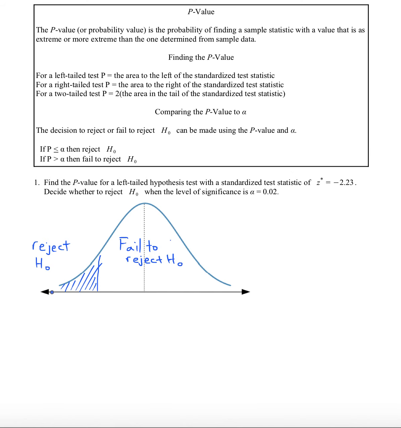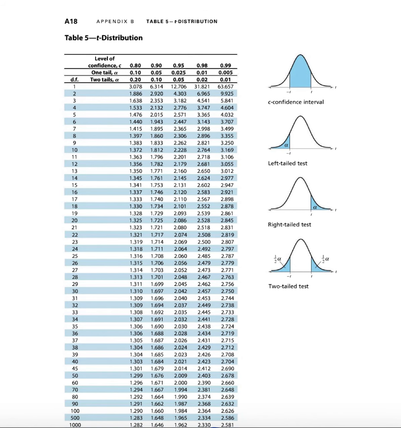Okay, although we know the area in the tail is 0.02, we need to know what critical value that corresponds to. So let's go back to the tables, see what we can discover. We have a left-tailed test. If you look at the one-tail row, you'll see that the 0.02 is actually not on the list, and sometimes that happens.